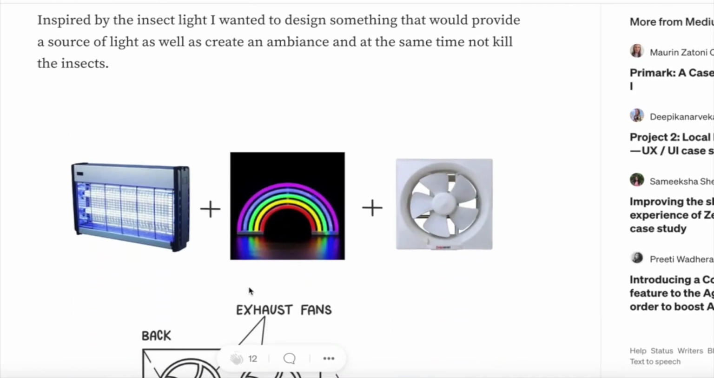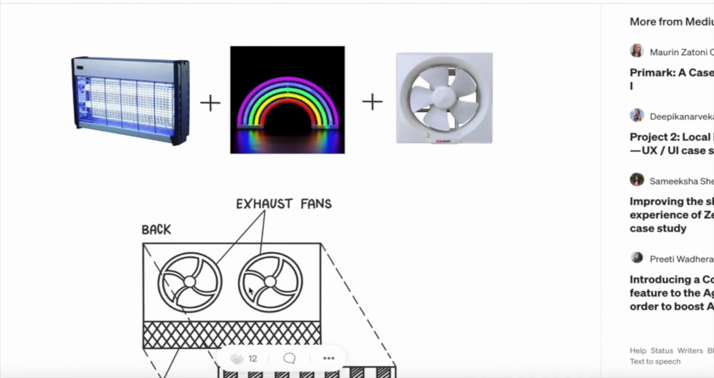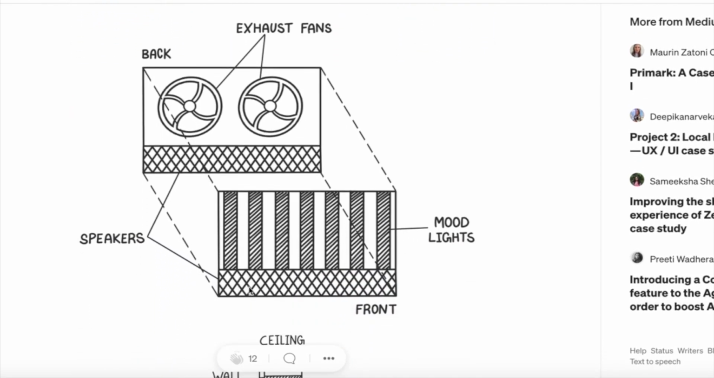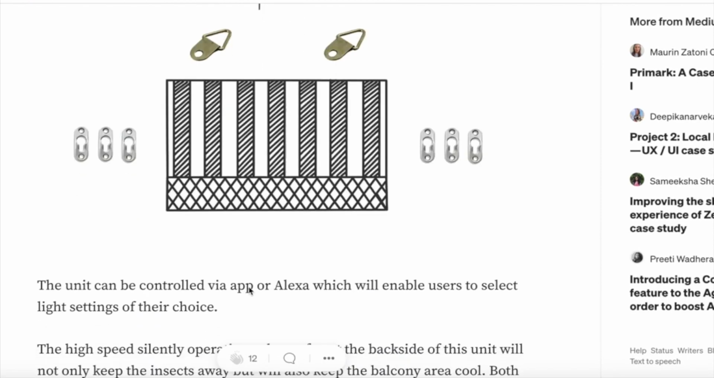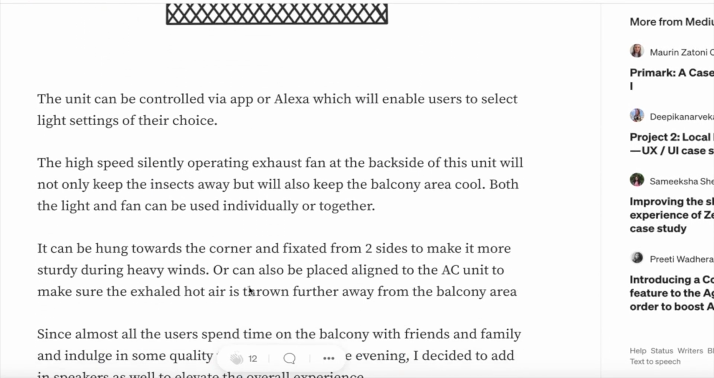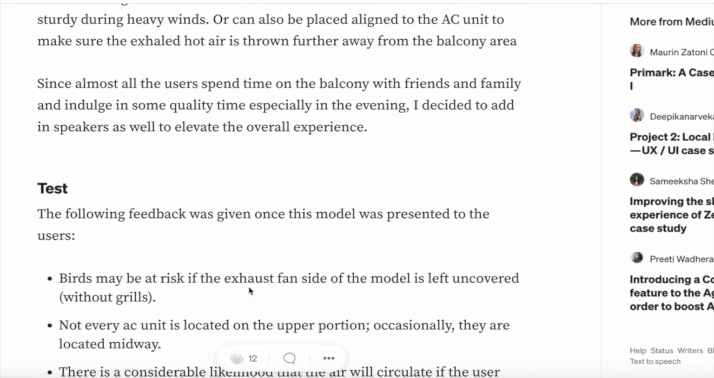The final prototype was inspired by the insect light, which would provide a source of light in the balcony area, create an ambience, and at the same time not kill insects. After showcasing the prototype to the users, feedback was collected and iterations were made.